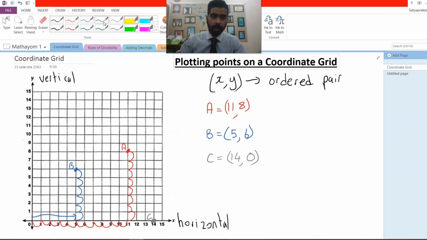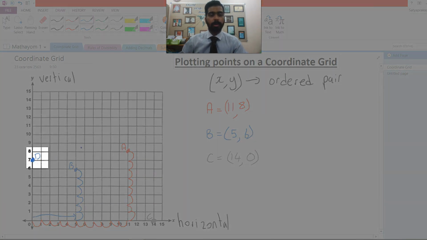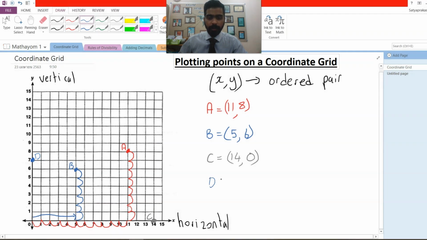Now, let me give you one last question. Let's say I have a point right here, and I name it point D. So in order to write for point D, if you take a look at this here, point D is going nowhere on the x-axis. So if it is going nowhere on the x-axis, the x-axis would be 0.